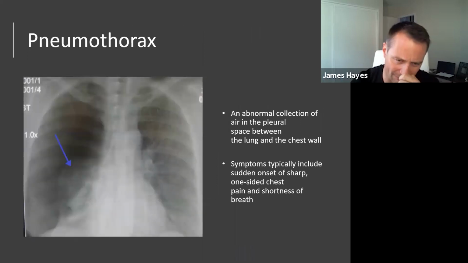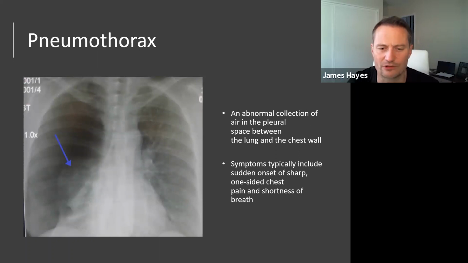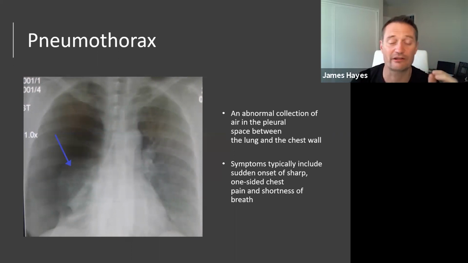Right, I promised you about pneumothorax, and the reason a pneumothorax is so important is because they're so hard to see. You wouldn't think so. I mean, the blue arrow helps, I have to admit. But actually, the two types of pneumothoraxes that are really hard to see are the very, very small and the very, very big.